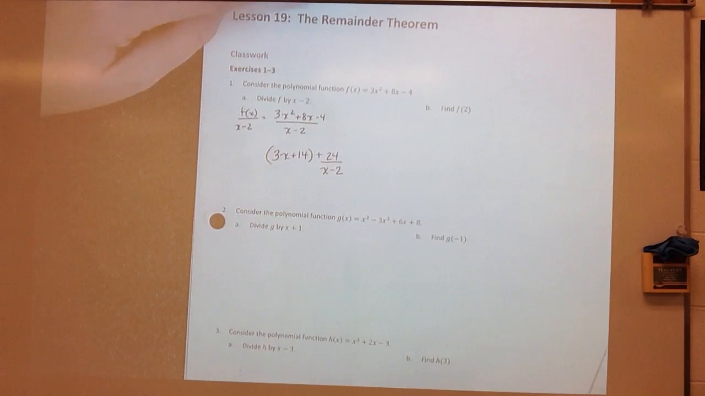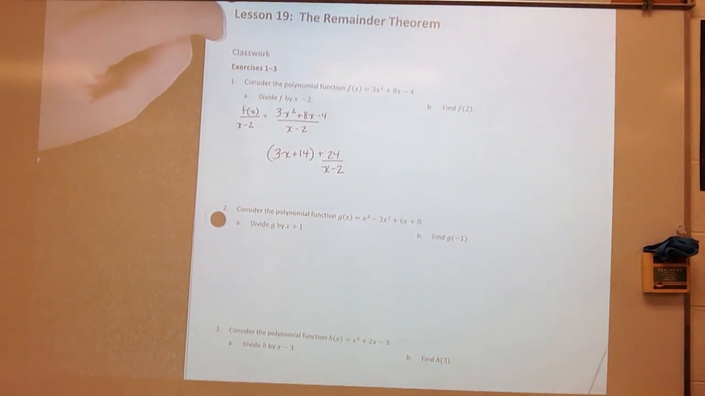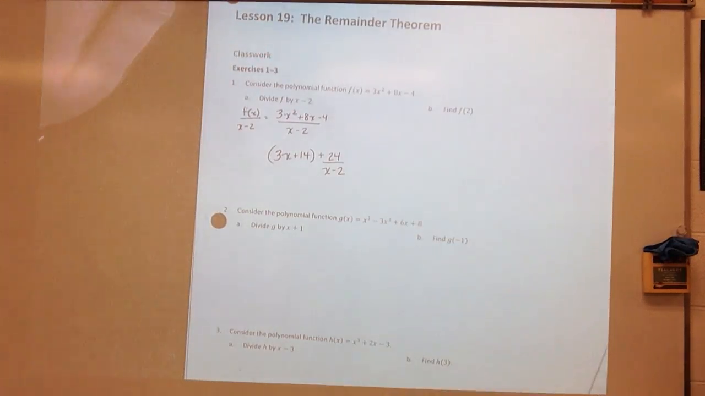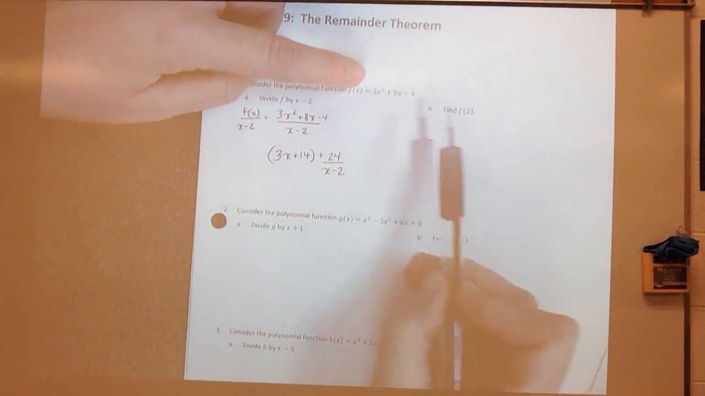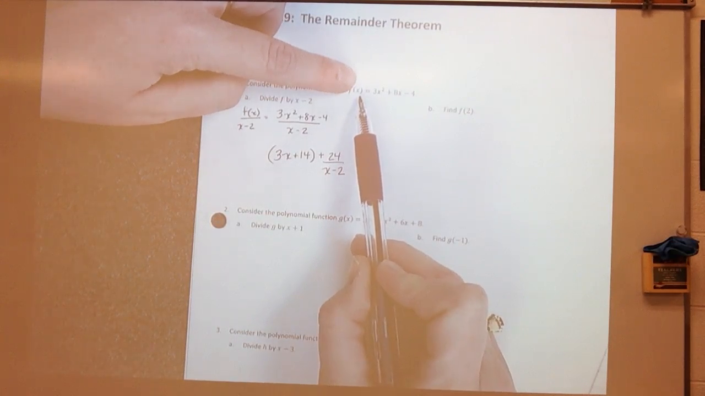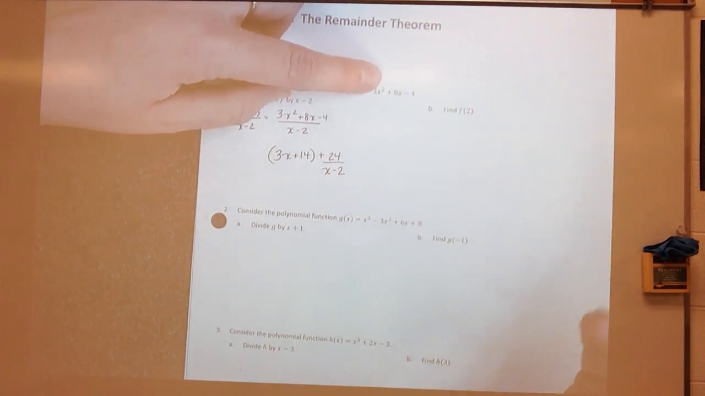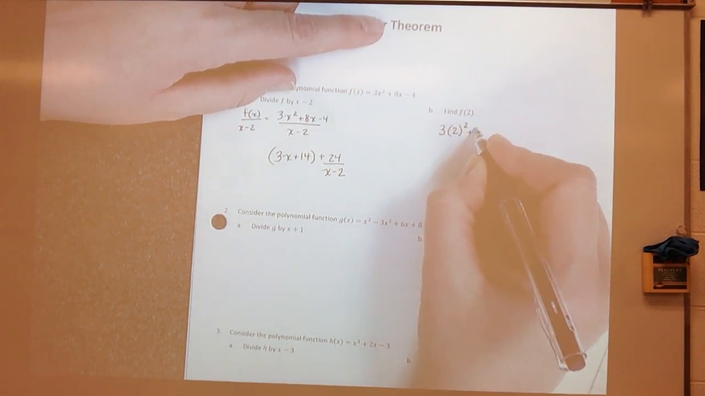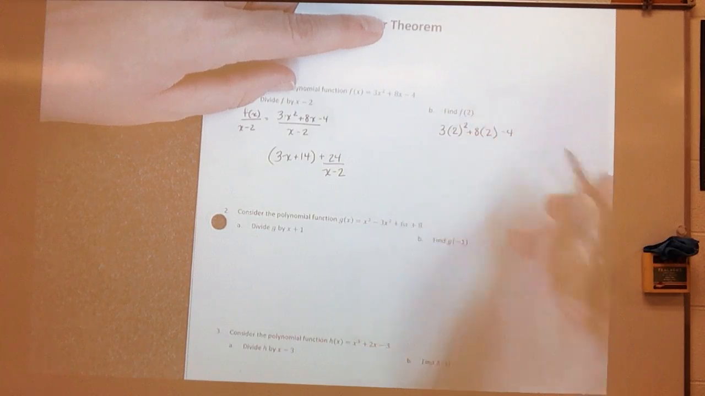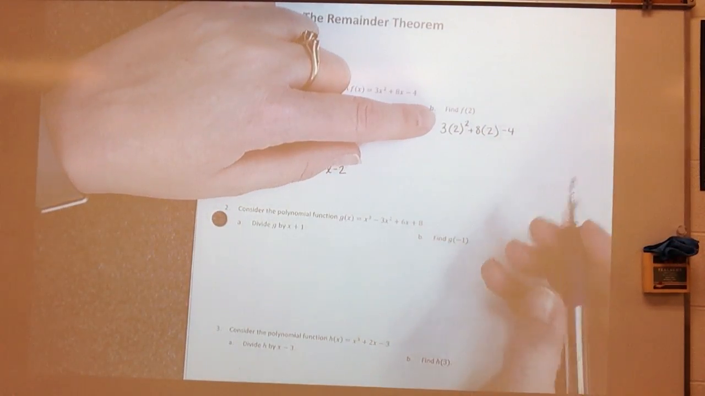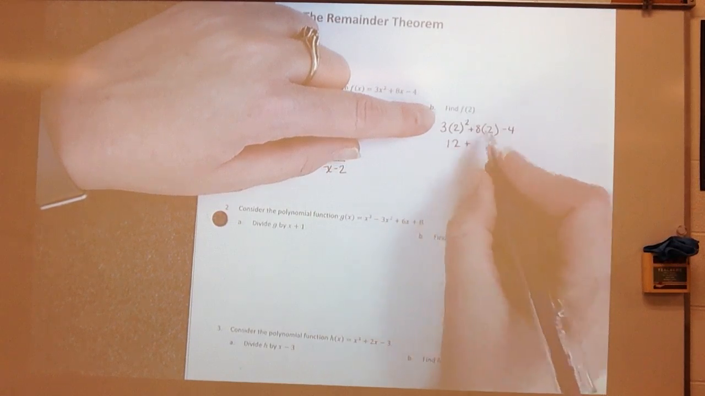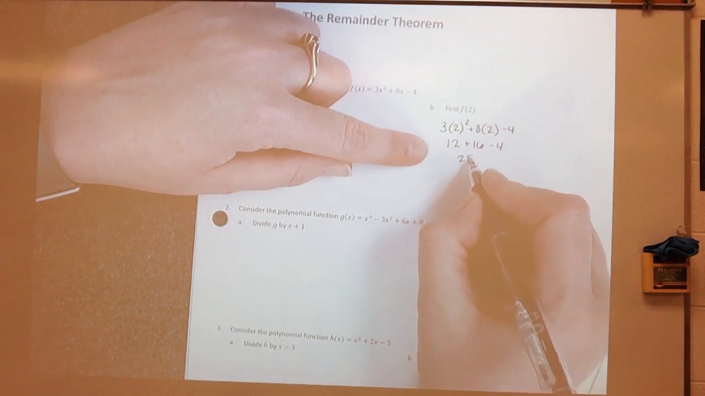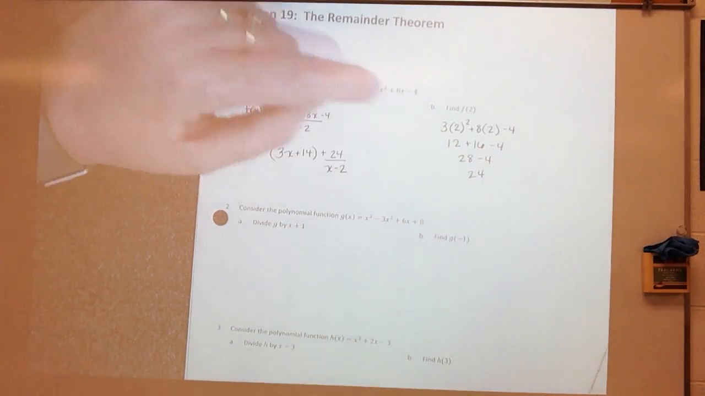Alright. The second part here says find f of 2. Guys, when we read this, we read it f of 2, which basically means all I'm doing is plugging 2 in for whatever variable it tells me up here. So I'm plugging 2 in for x. So I would get 3 times 2 squared plus 8 times 2 minus 4. So 2 squared is 4, that'd be 12, plus 8 times 2 is 16, minus 4. I get 28 minus 4 is 24. Okay?